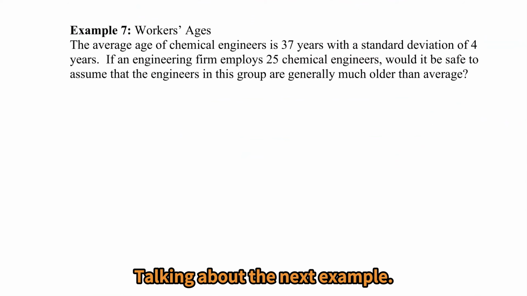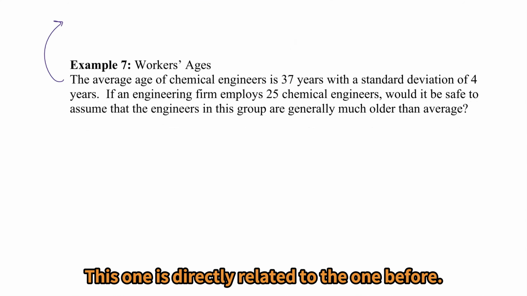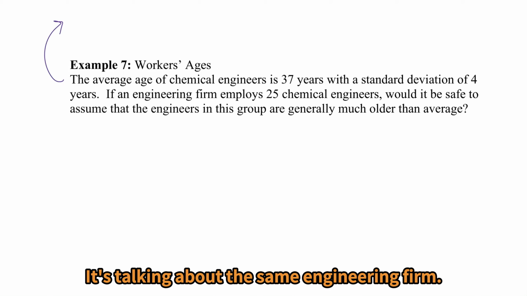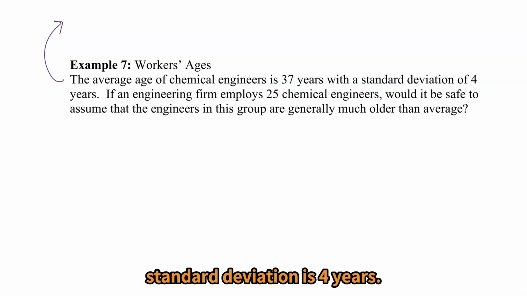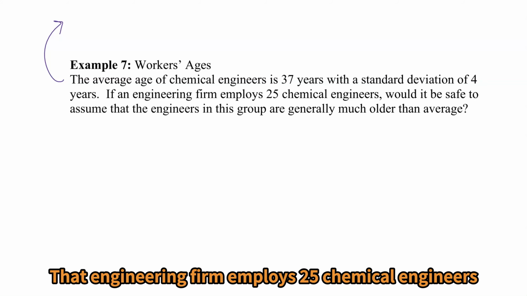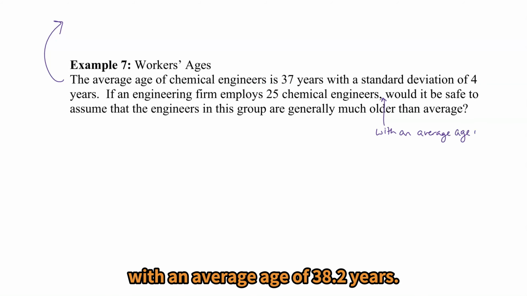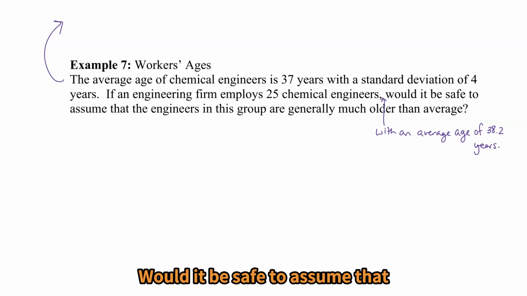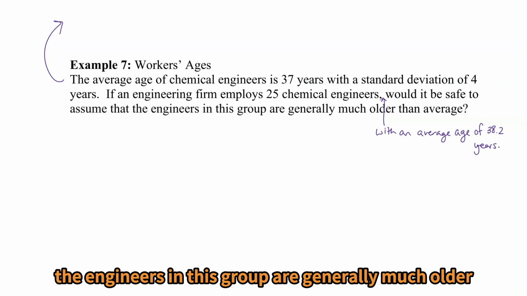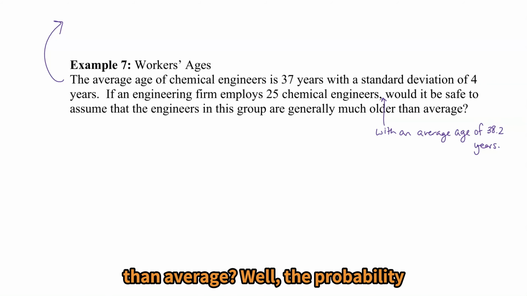Talking about the next example, this one is directly related to the one before. It's talking about the same engineering firm. So we have the same information. Chemical engineer, average age is 37 years, standard deviation is 4 years. That engineering firm employs 25 chemical engineers with an average age of 38.2 years. Sorry, I left that out. Would it be safe to assume that the engineers in this group are generally much older than average?